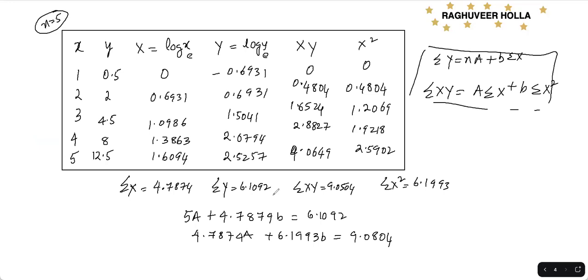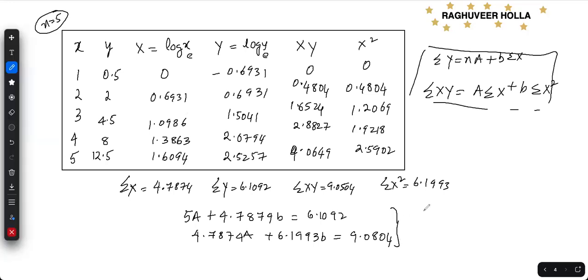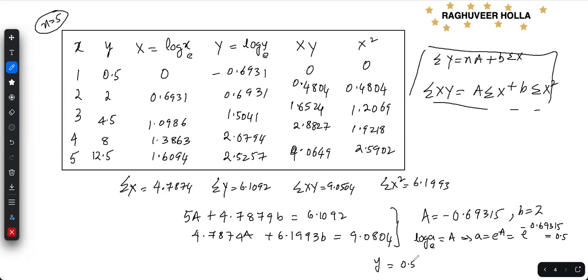Now evaluating these two equations, we get A as minus 0.69315, and b as 2. So A is log a to the base e, or a will be e to the power of A, which is e to the power of minus 0.69315, which is 0.5. So your answer is y is equal to 0.5 x square, with b being 2.